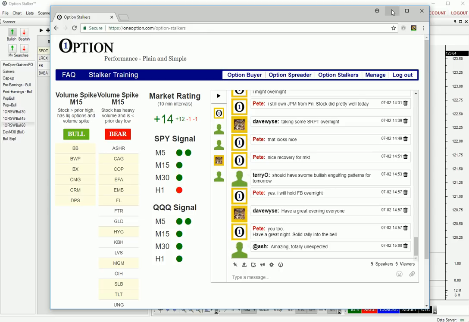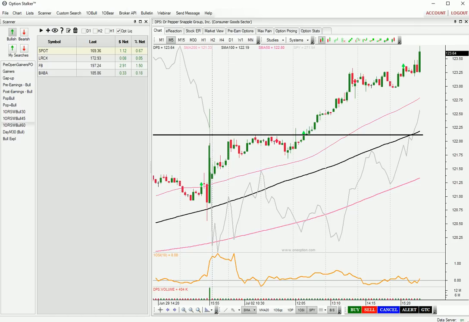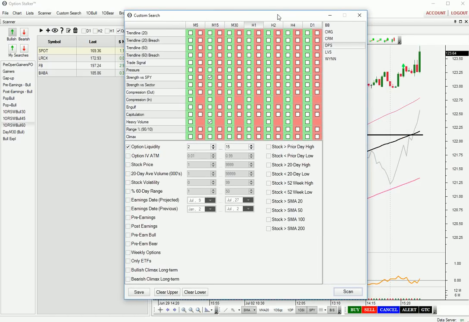I will tell you that we love to trade earnings. And I showed you one earnings search, that was the pre-earnings search, so that you can go out and find stocks that are bullish into that earnings announcement. But I have to tell you, the majority of our trading is after earnings. We love trading post earnings.